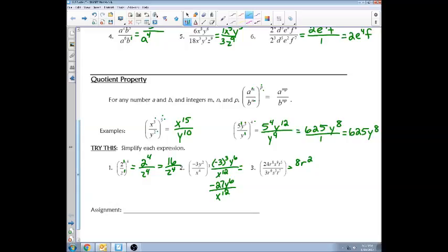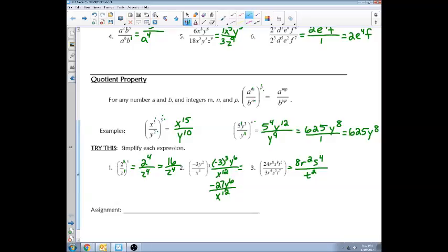I have s to the 9th over s to the 5th. S to the 9th, again, is obviously larger, so s will stay in my numerator. 9 minus 5 is 4. Then I have t to the 5th over t to the 7th. Well, t to the 7th is larger than t to the 5th, so my t will move to the denominator. 7 minus 5 is 2, and I am done.